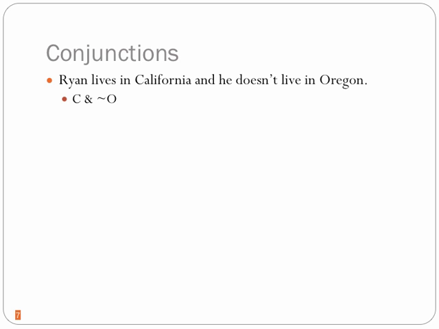So conjunctions are special statements. They're and statements. And we're going to symbolize and with a common symbol that we know for and, the ampersand. So there's the statement. Ryan lives in California, C. The and is the ampersand. And then lives in Oregon would be O. Doesn't live in Oregon would be negation O.